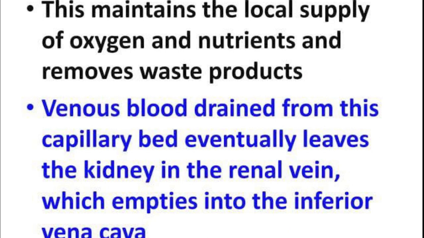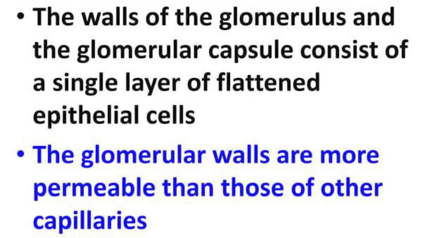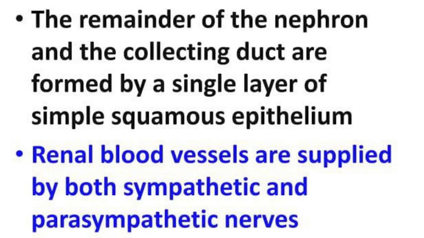So this maintains oxygen and nutrients and also removes the waste products. It is drained with the help of the kidney. It mainly contains the veins, which are emptied by the inferior vena cava. The glomerulus and the glomerular capsule contain cells called epithelial cells. It is permeable and also contains the capillaries. The nephron and collecting duct contain a layer of cells called squamous epithelial cells. It mainly contains blood vessels and also sympathetic and parasympathetic nerves.